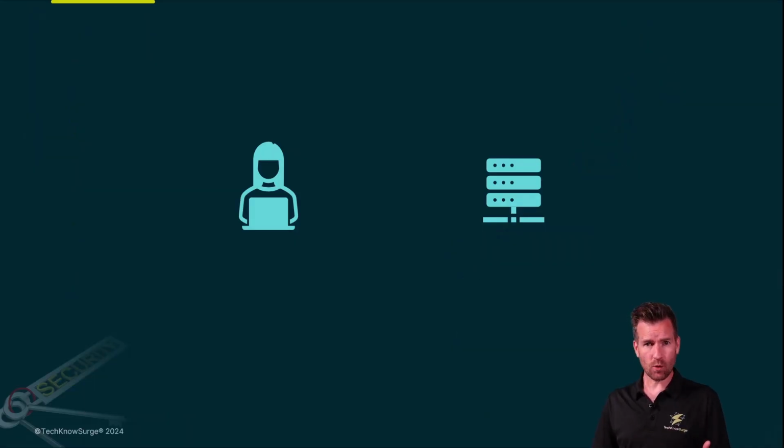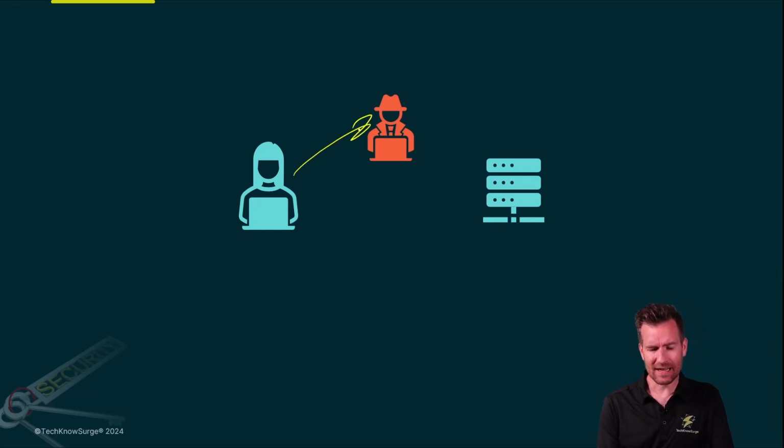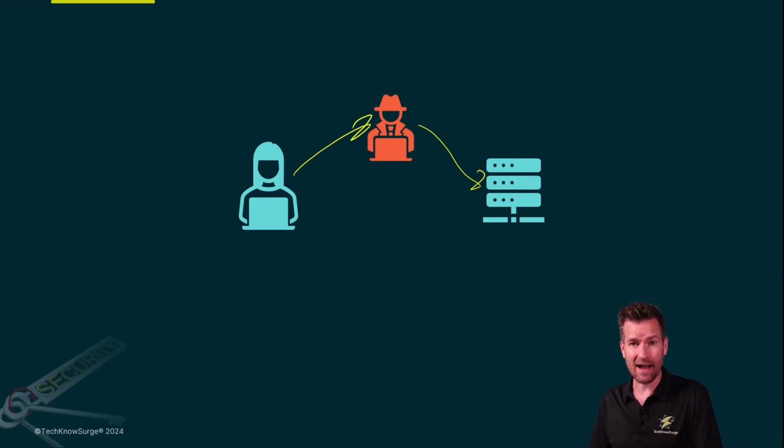When you're browsing the web, you're connecting to different servers. So this user is connecting to the server, but how do they know they're connecting to the right server? How do they know that there is not somebody in between, that they think they're connecting to their bank account, but instead they're connecting to somebody else's site?